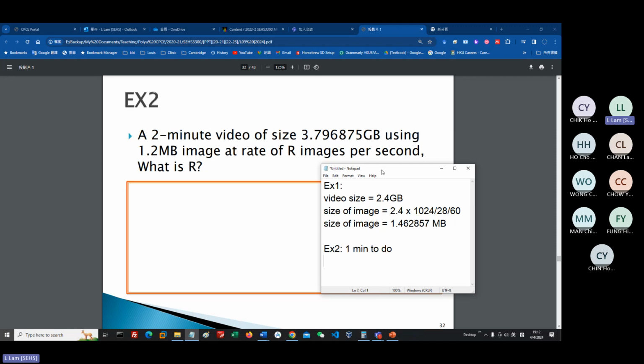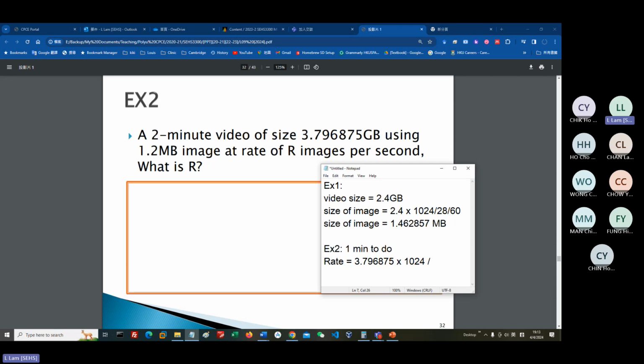Okay, let's take a look at the calculation over there and the rate. Which is this one? We need to change the unit. So that is megabyte, and then divided by.